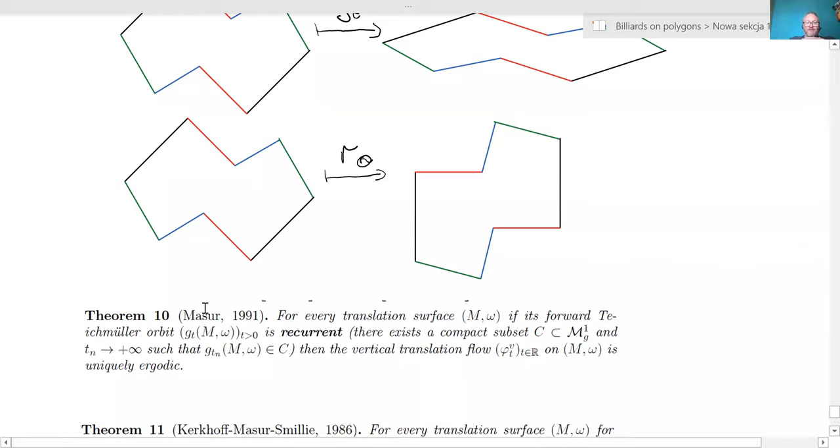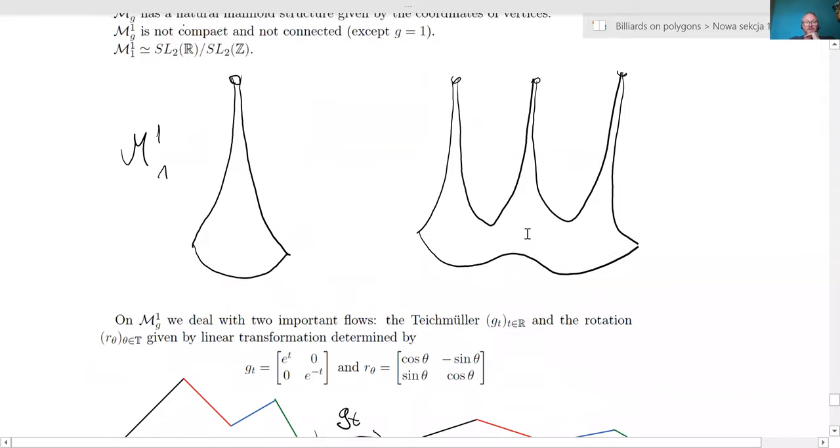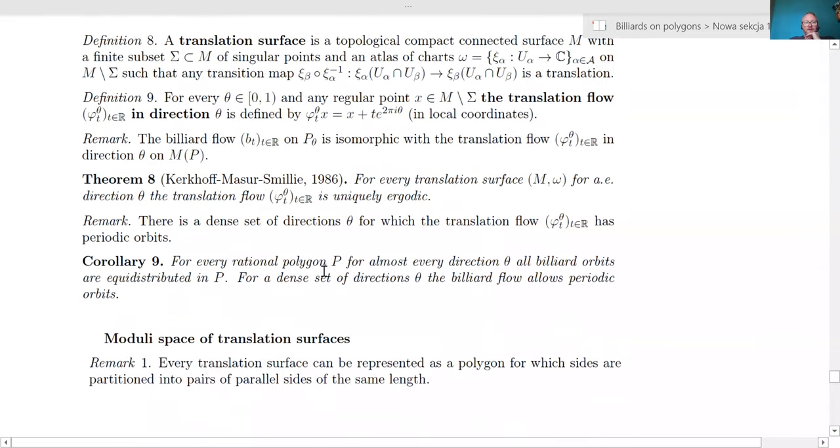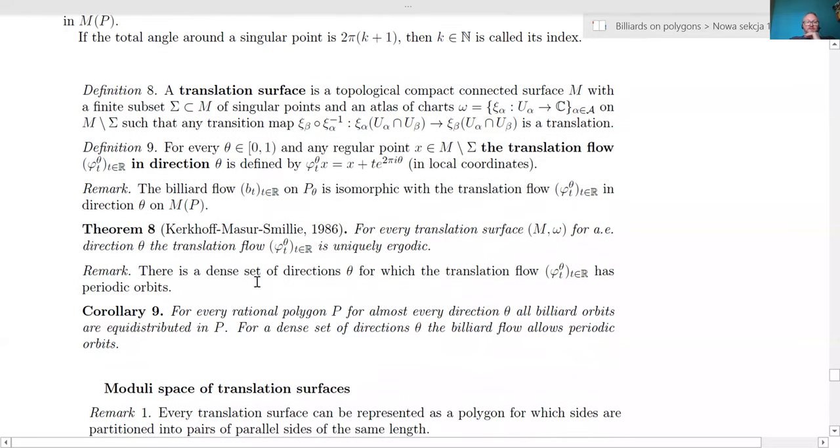And this result is more or less the base of the previous result, which was the base of the main result which I wanted to sell you today.